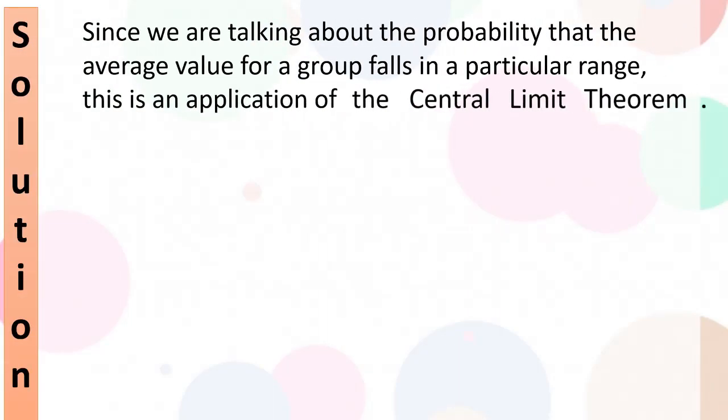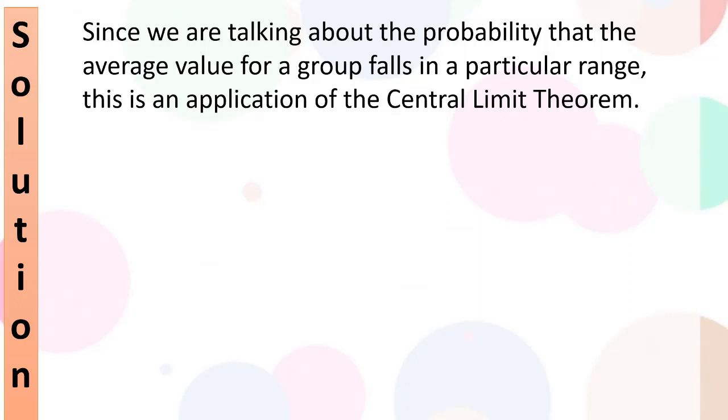Okay, so looks like we've already got our testing done. Since we're talking about the probability that the average for a group falls in the particular range, this is an application of the central limit theorem. If we were just talking about one light bulb and where its lifespan falls, then that wouldn't be central limit theorem. But once we start talking about groups of individuals, that's when the central limit theorem comes into play.